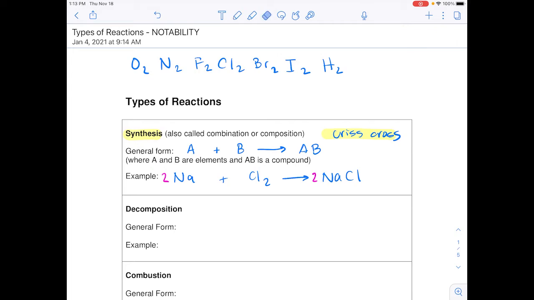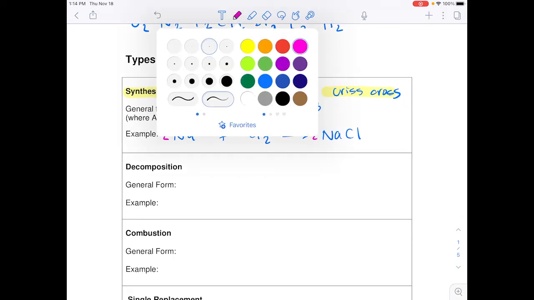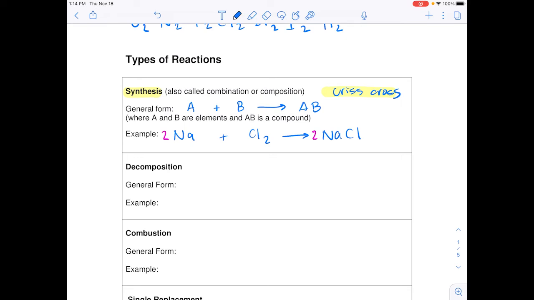Okay, let's look at the next kind. Next kind is the exact opposite of the synthesis. It's called a decomposition reaction. In a decomposition reaction, you are just taking a compound and you break it into its pieces. So the general form is just flip it around, AB, and then you break it into A and B.